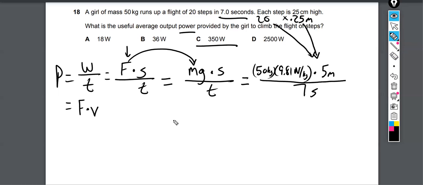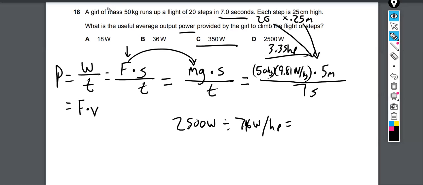Another approach to this calculation is to say 2,500 watts divided by 746 watts per horsepower. Hey, we did a horsepower lab: 746 watts to a horse. Then this would be like 3.35 horsepower. And you might say, well, that's unreasonable that a girl would generate that much horsepower running up stairs. You can maybe eliminate that as incorrect and say, well, these ones are too low in power. Only C seems reasonable.